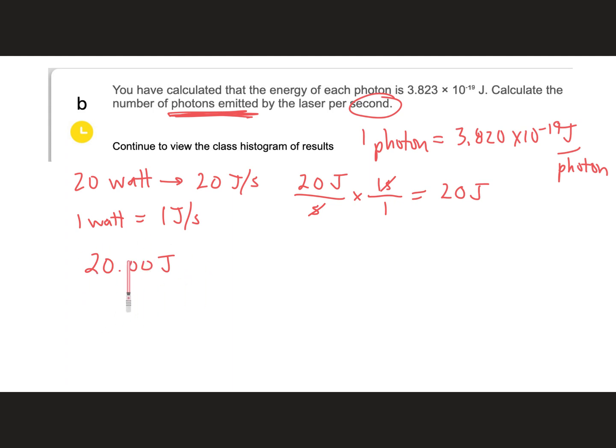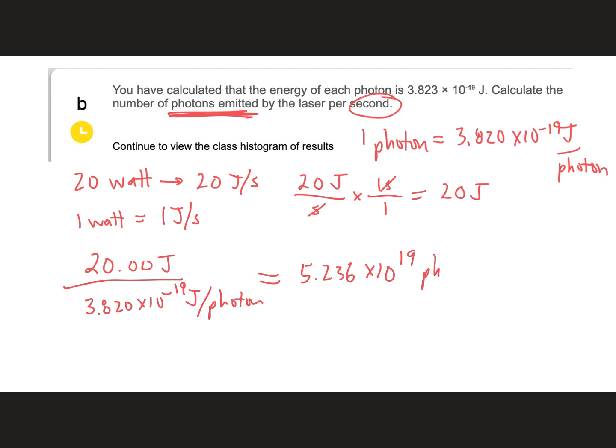I need 20 joules of energy, and each photon brings this much energy. So we can divide 20 joules by 3.8 times 10 to the minus 19 joules per photon, and we're going to end up with photons. We get approximately 5.236 times 10 to the 19 photons. A lot of photons would be required to make 20 joules of energy. That's one way to solve this problem.